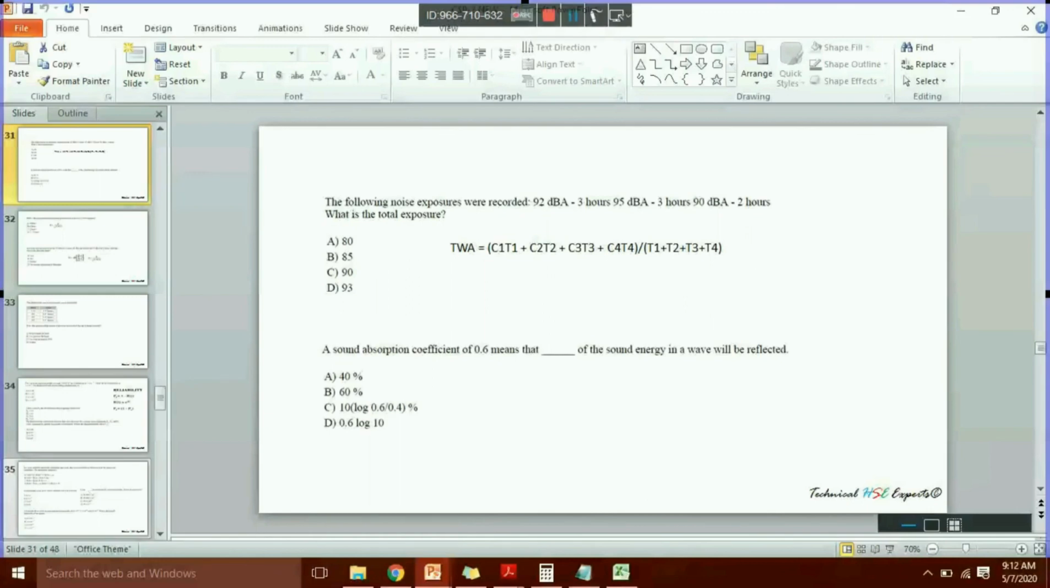If we want to know, then we need to use this formula, which is nothing but concentration into time plus concentration into time. Concentration here is 92. So 92 into 3 plus 95 into 3 plus 90 into 2, divided by the total time in hours, 3 plus 3 plus 2, which is a total of 8. If you substitute, you will end up with option D.